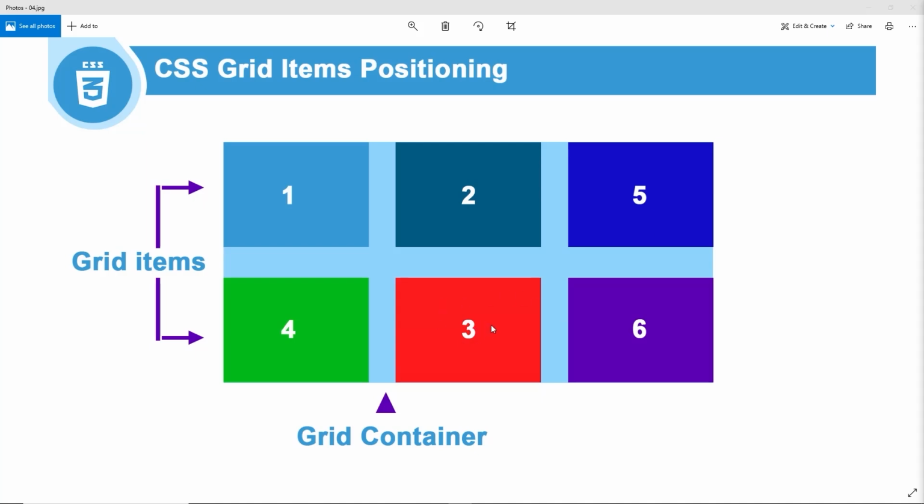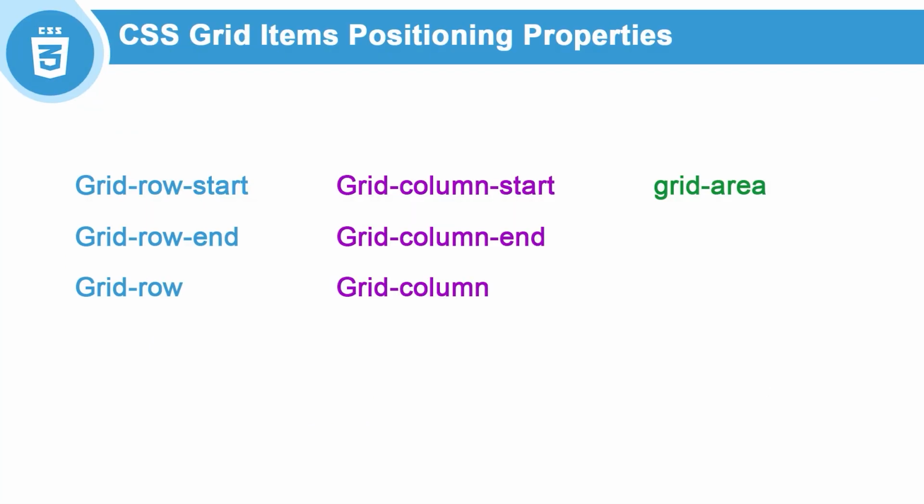So related to this kind of alignment, we have some CSS properties. Let me show you. As you can see, we have a total of 7 CSS properties, like grid row start, grid row end, grid row, grid column start, etc. At last, we have a shorthand property named grid area. So let's jump into the Visual Studio Code editor and try to understand how it works.